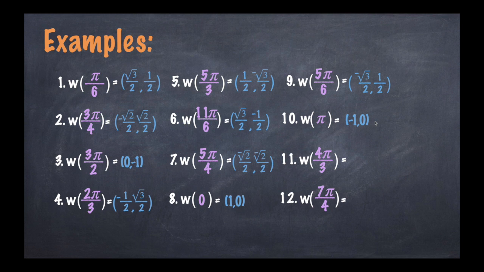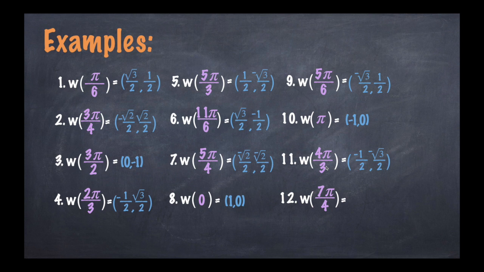For number 11, as soon as we see the denominator of 3, it should start with 1/2 and then end with root 3 over 2. Here the relationship is that the numerator is 1 bigger than the denominator, which means that both values will be negative.